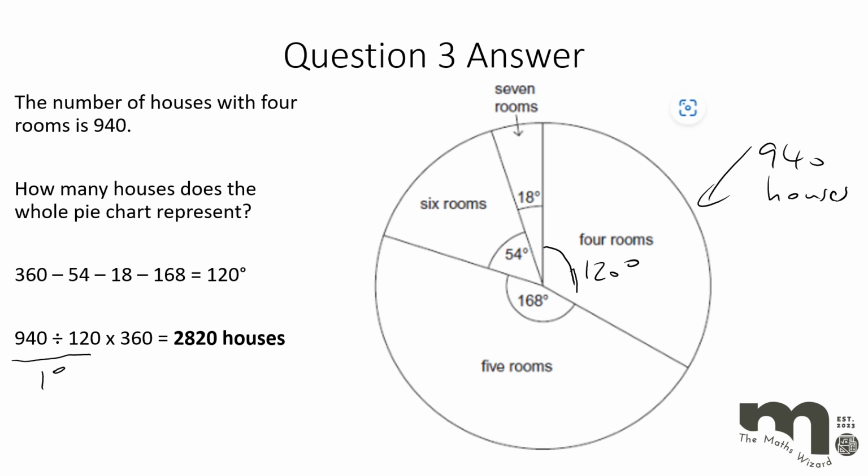Okay, so it's always really good to try and work out what 1 degree is. If you've got some data and you know the angle for that data, the data divided by the angle will tell you 1 degree. Now once we know what 1 degree is, we can times it by 360 and that will get us to 2,820 houses.